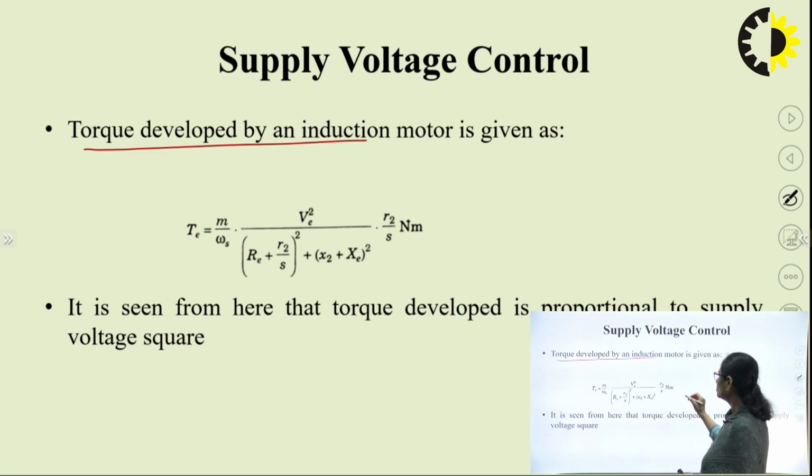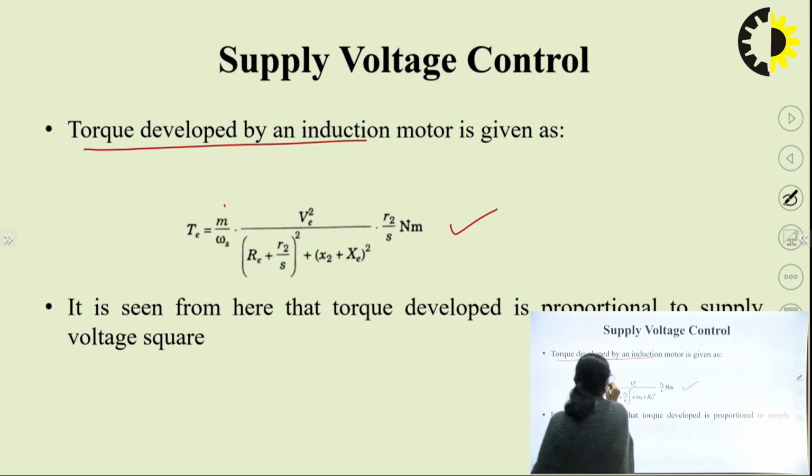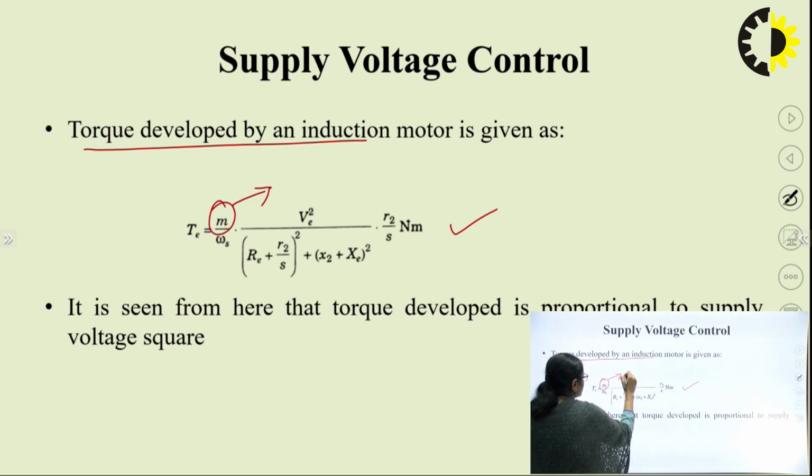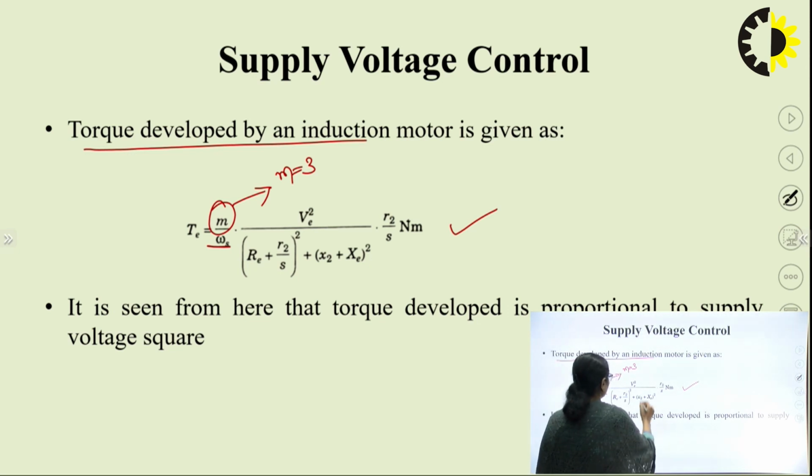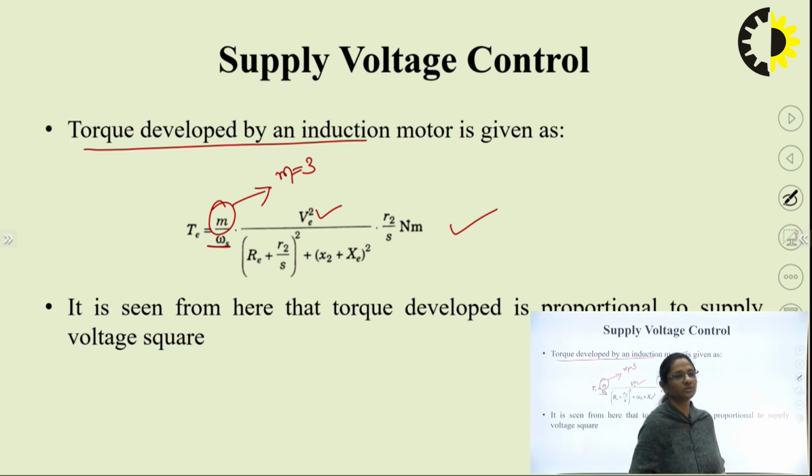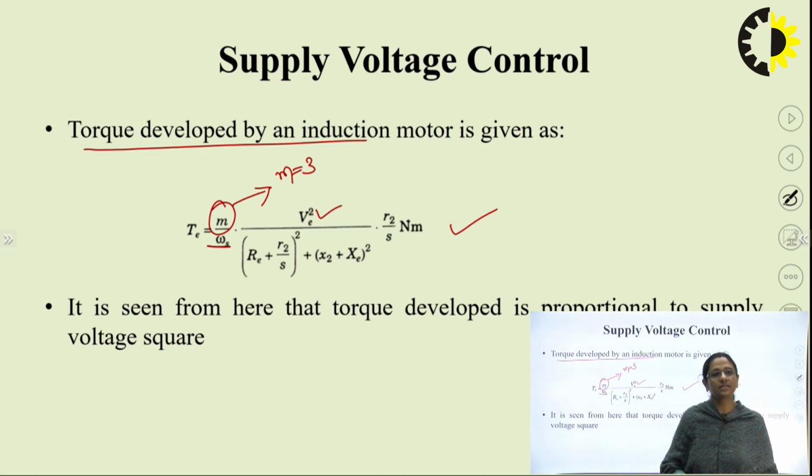Starting with the torque equation, we know that the torque is given as m upon omega s, where m is the number of phases. If we are talking about a three-phase induction motor, m is equal to 3. Omega s is the synchronous speed in radians per second. Recall the Thevenin's equivalent circuit of the three-phase induction motor. We have discussed it in a previous lecture for the same subject. VE is the Thevenin's equivalent voltage. You can see this voltage from the equivalent circuit.